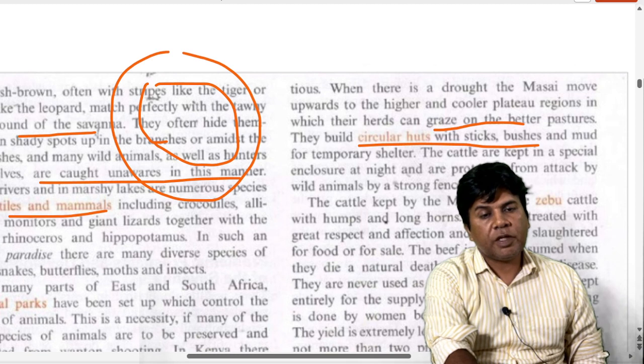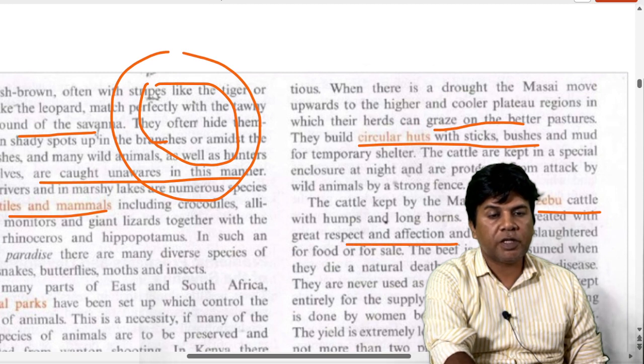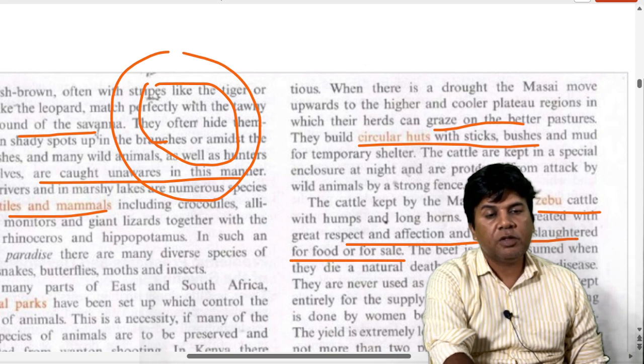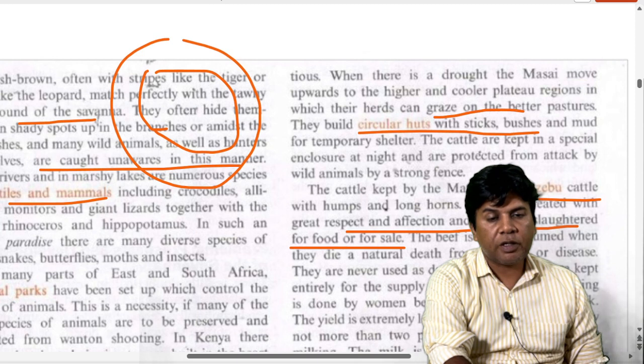Now the cattle kept by the Maasai are the Zebu cattle, with humps and long horns. They are treated with great respect and affection and are never slaughtered for food. So what exactly do they do? They drink blood. The beef is only consumed when they die a natural death from old age or disease. They are never used as draught animals and are kept entirely for the supply of milk and blood. Milking is done by women before daybreak and at dusk.